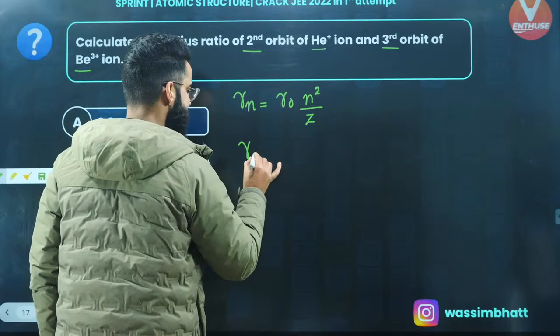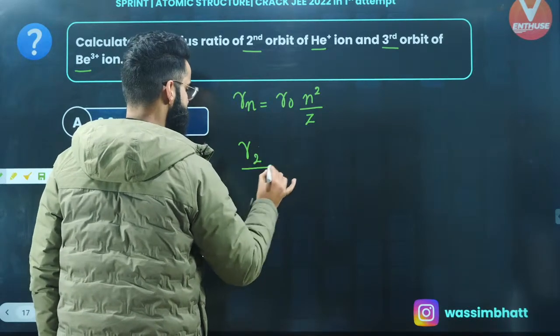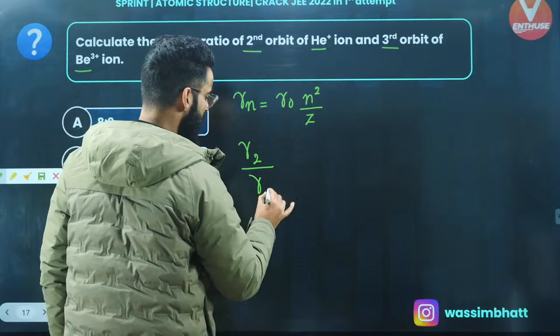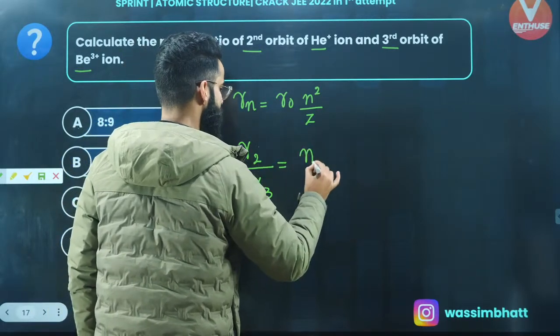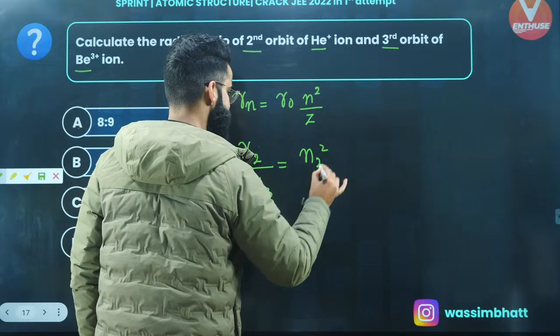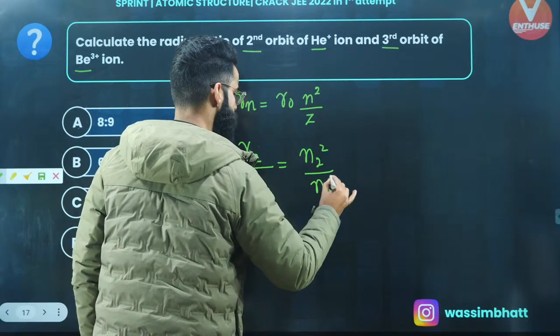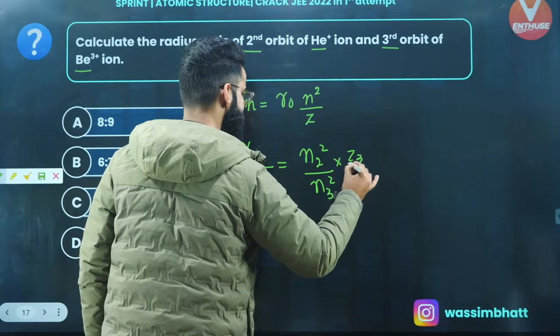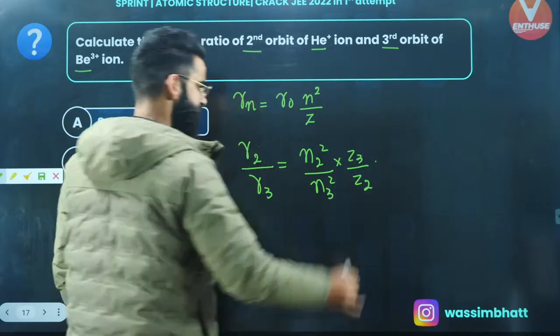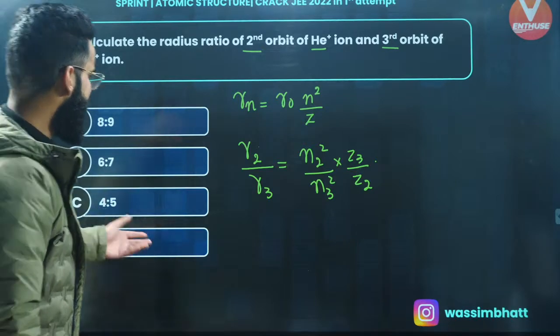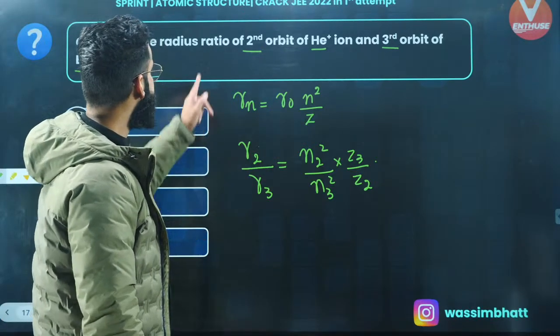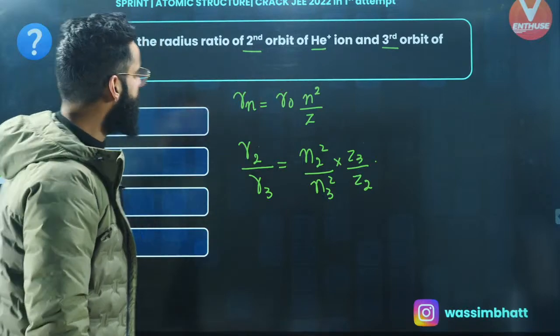Radius of second orbit of He positive divided by radius of third orbit of Be positive will be simply equal to n2 square divided by n3 square multiplied by z3 divided by z2. This is how I'll be writing it. What do I need to calculate? I need to calculate this ratio. The ratio of second orbit of He positive and third orbit of what?